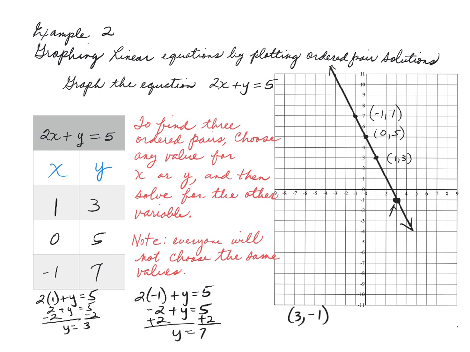Any other point you choose would have given you a value. So everybody doesn't have to choose the same points. You're going to get the same line.